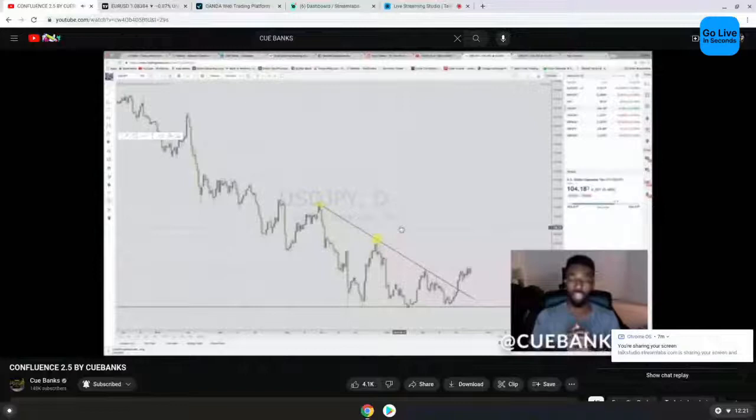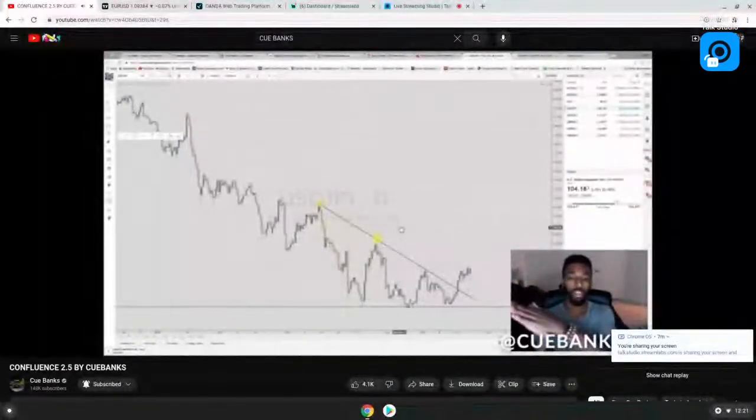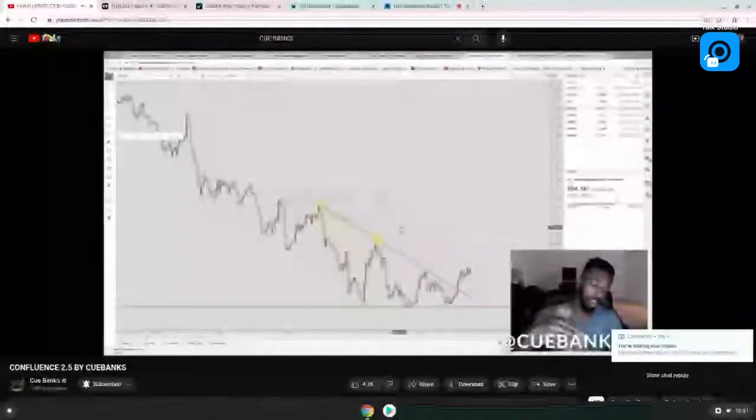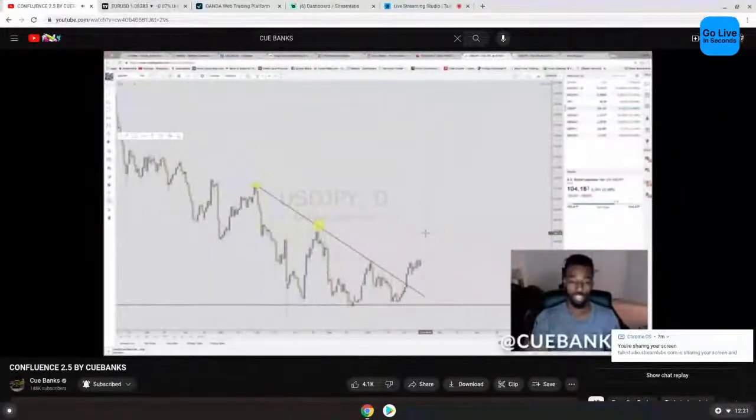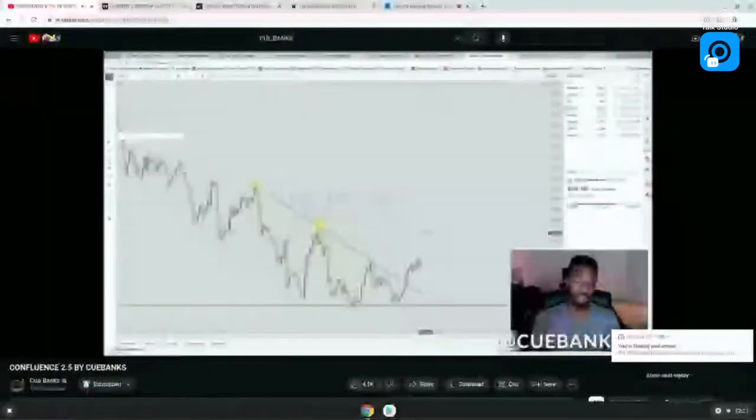So at the end of the day, it acts as a level of support on an uptrend and as a level of resistance on a downtrend. So it helps guide you on where the market is trying to come back down to, to make a lower high or to make a higher low. It all depends on the overall trend that you're actually in.